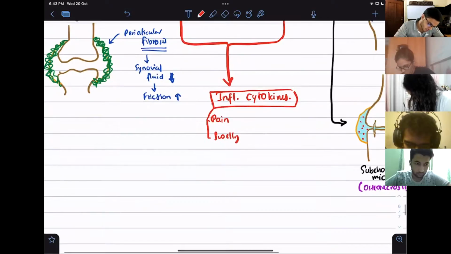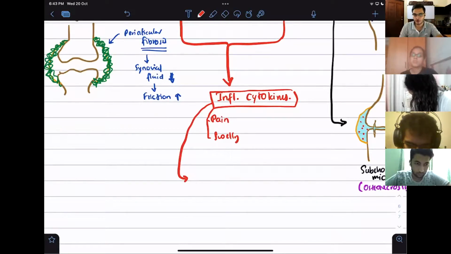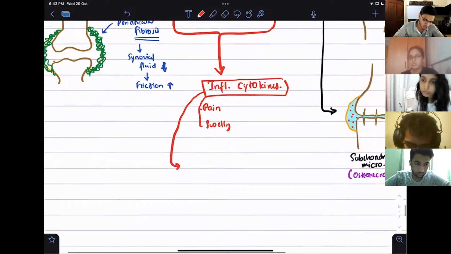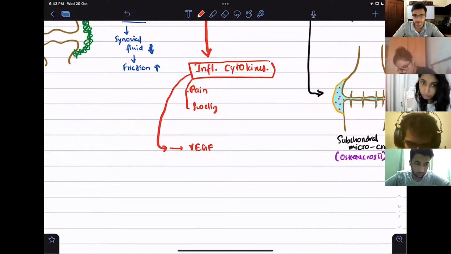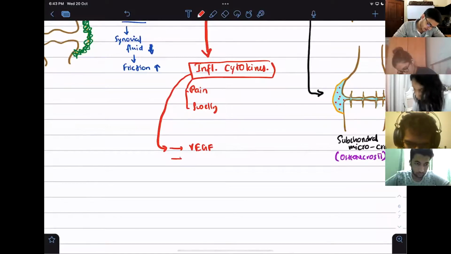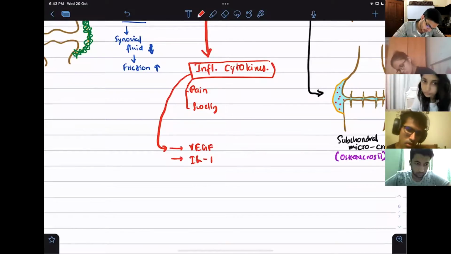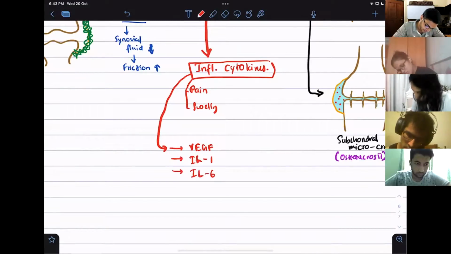What I want you all to know, guys, the main inflammatory cytokines involved, we have a couple of cytokines to talk about. One is vascular endothelial growth factor. This will also be released. We'll talk about it. Then we have the more common ones, interleukin 1, interleukin 6, and TNF alpha.